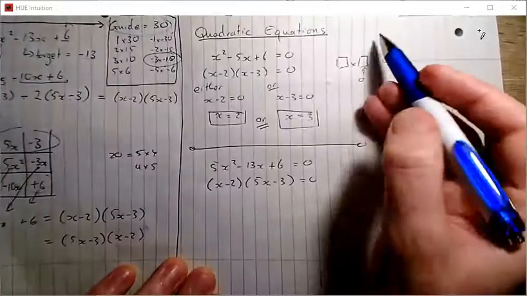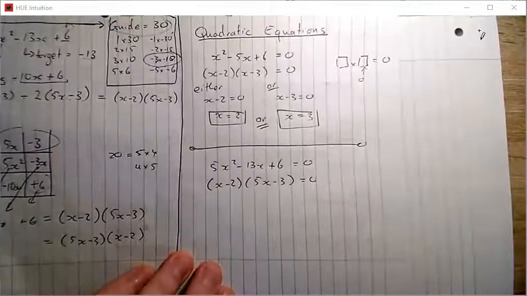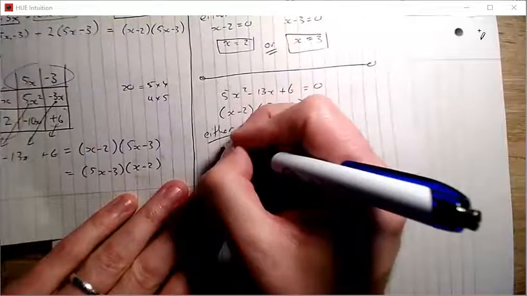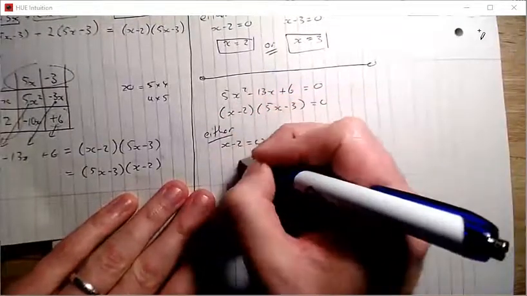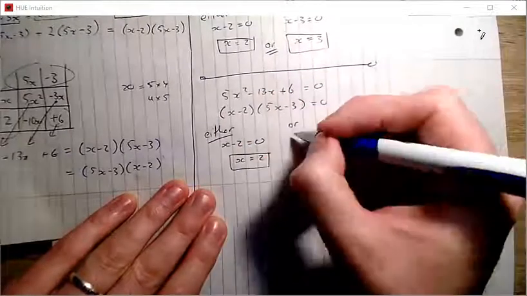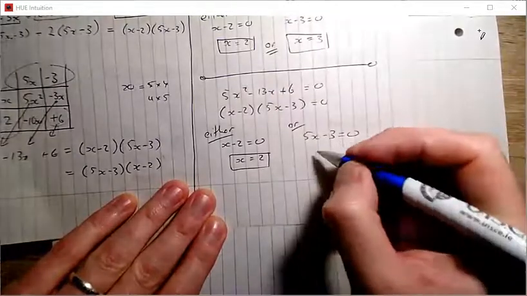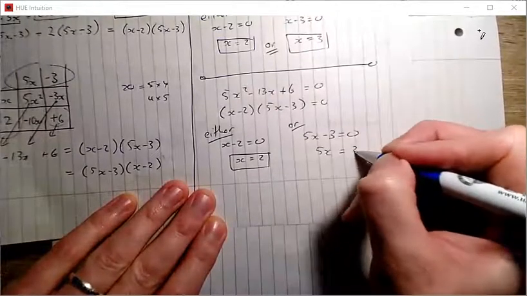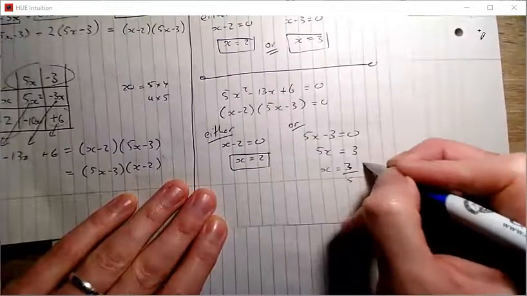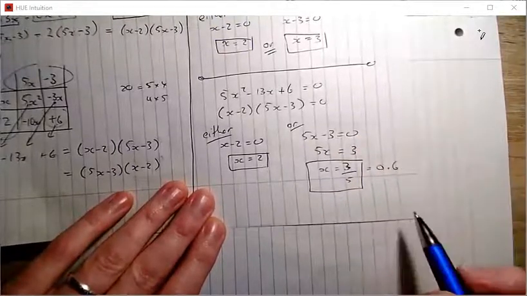Now, according to my rule, one of those inputs, either this number or this number, one of the things I'm multiplying, has to equal 0. So either x minus 2 equals 0, which means x equals 2, or 5x minus 3 equals 0, which means 5x equals 3, and x is 3 divided by 5. So there's two solutions there. You could write that as 0.6 if you wanted.